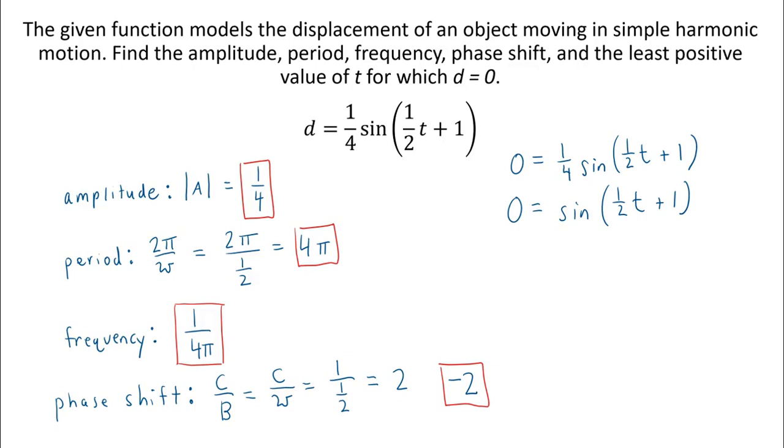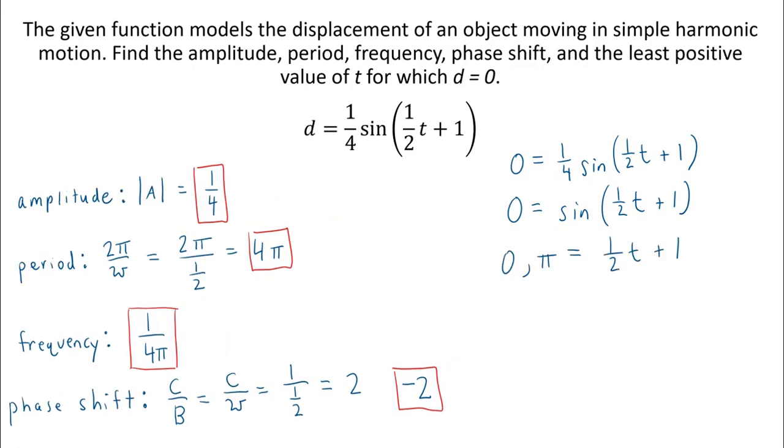Now we need to find the two angles between 0 and 2 pi that have a sine of 0. Those two angles are 0 and pi. So that means that our angle, 1/2 t plus 1, has to be equal to 0 or pi. Subtracting 1 from both sides to try to isolate t by itself, 0 minus 1 gives us -1, and pi minus 1 gives us pi minus 1. And then on the right, if we subtract 1, we're left with 1/2 t.